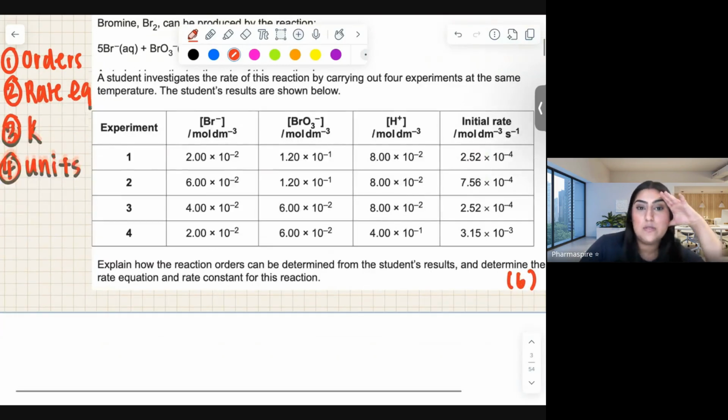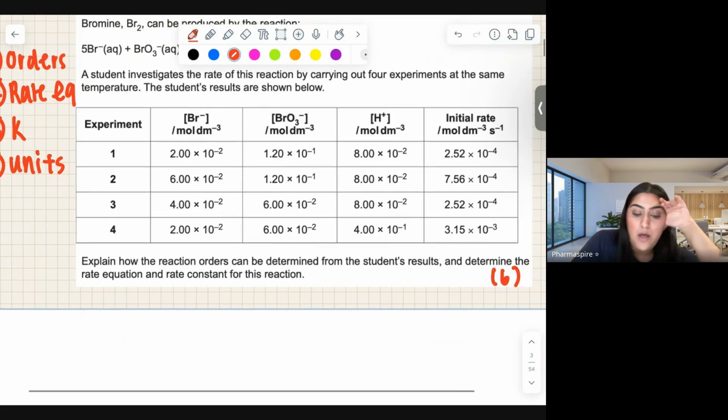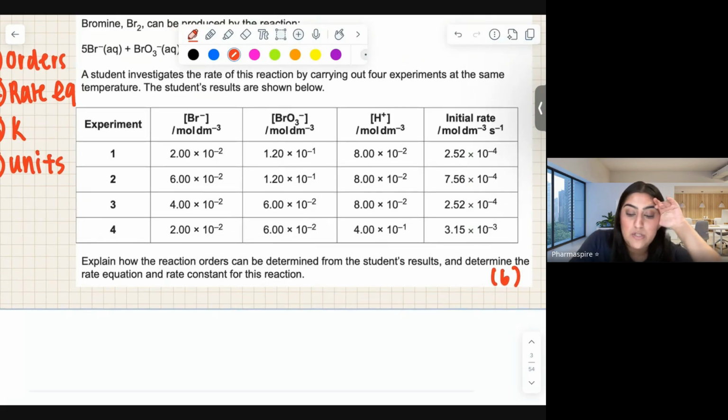So let's do the orders. First things first, when approaching this question, I'm going to start with bromine minus as a concentration. Don't be awkward and pick 1 to 4 as an experiment. I'm very regimented, so from the start I'd pick 1 and 2. Why did I pick 1 and 2? It's the closest, but also if you look at the next one, BrO3 minus, do you see how the concentrations for experiment 1 and 2 are the same?